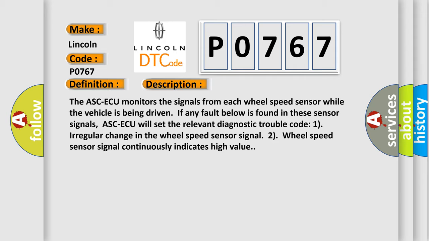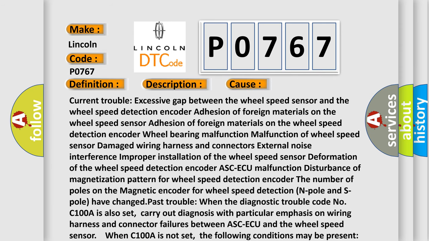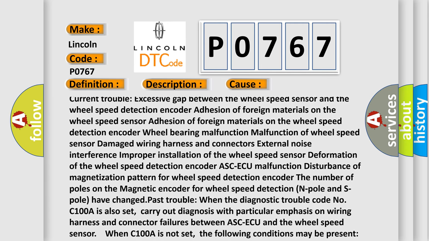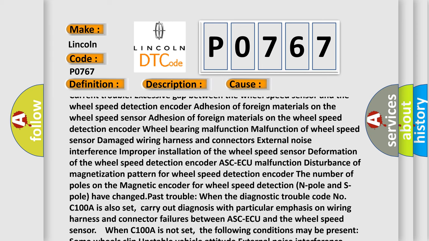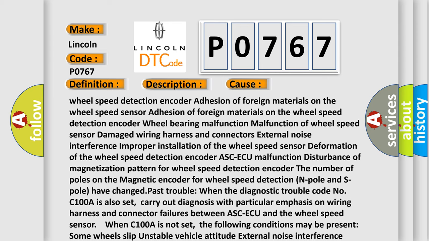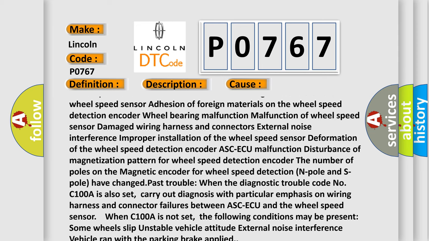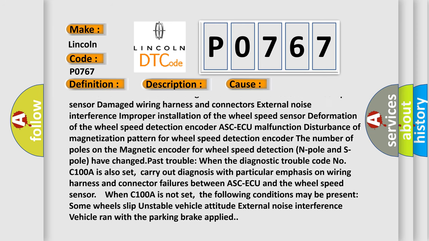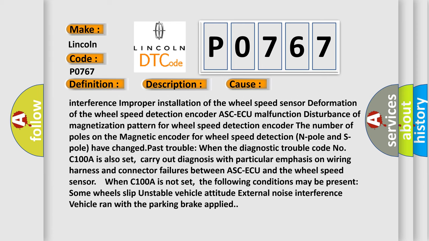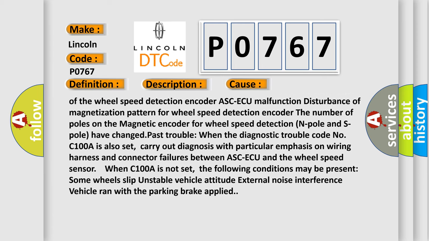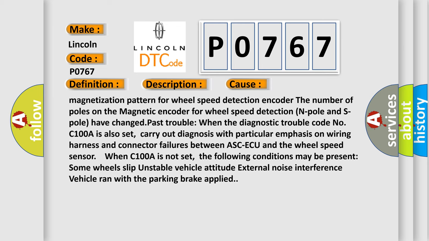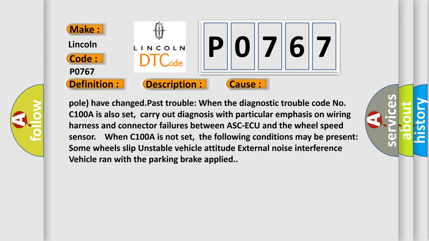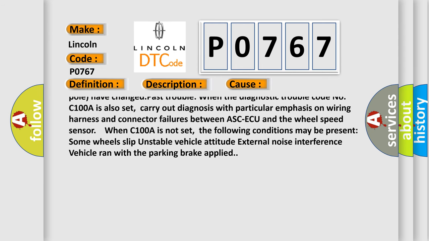This diagnostic error occurs most often in these cases: current trouble, excessive gap between the wheel speed sensor and the wheel speed detection encoder, adhesion of foreign materials on the wheel speed sensor, adhesion of foreign materials on the wheel speed detection encoder, wheel bearing malfunction, malfunction of wheel speed sensor, damaged wiring harness and connectors, external noise interference, improper installation of the wheel speed sensor, deformation of the wheel speed detection encoder, ASC-ECU malfunction, disturbance of magnetization pattern for wheel speed detection encoder, the number of poles on the magnetic encoder for wheel speed detection, N pole and S pole have changed. Past trouble: when the diagnostic trouble code C100A is also set, carry out diagnosis with particular emphasis on wiring harness and connector failures between ASC-ECU and the wheel speed sensor.